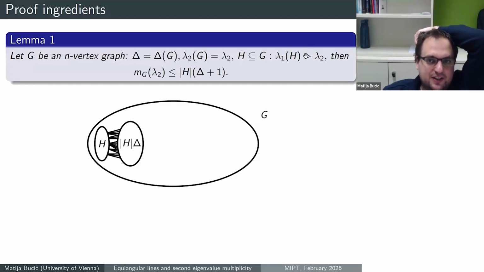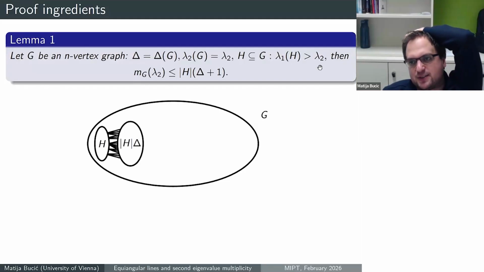Of course, this is not enough for this Cauchy interlacing business, because you would still need to delete most of your graph to get to this size. But still it's giving you a lot of information and it's very useful in several places.